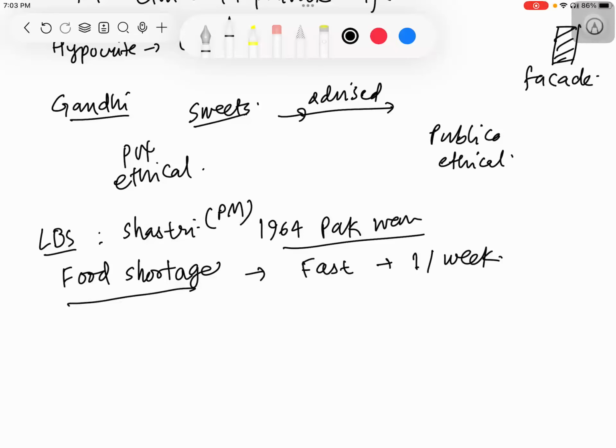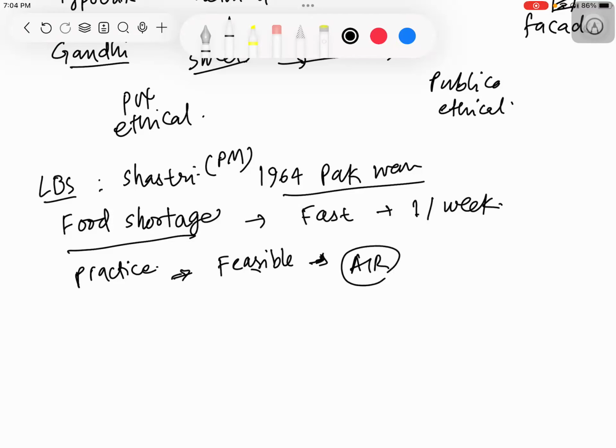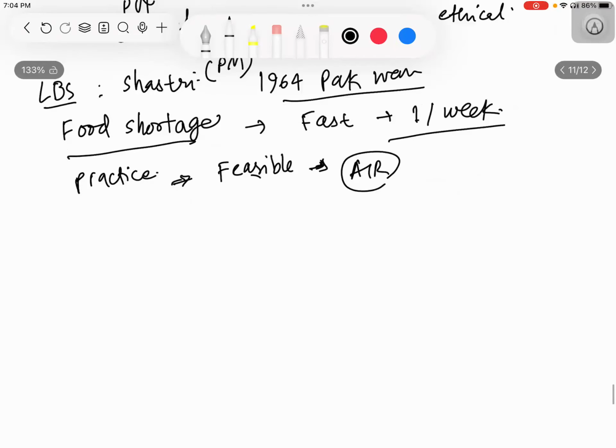shortage of the country. But he did not immediately tell the people. First, what he did was, for 1 week he and his family, he told the family to actually practice it. So he himself was doing fasting for 1 week. When he saw that okay, this is feasible, this is doable, then he went on All India Radio, Akashvani, and told the people, kindly have this fasting for 1 week and this will help in our food shortage or food crisis. So this is another example.